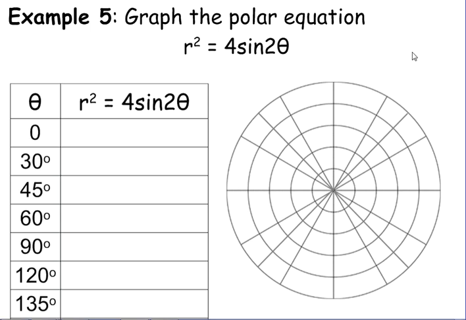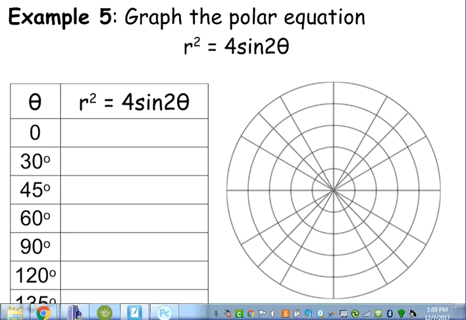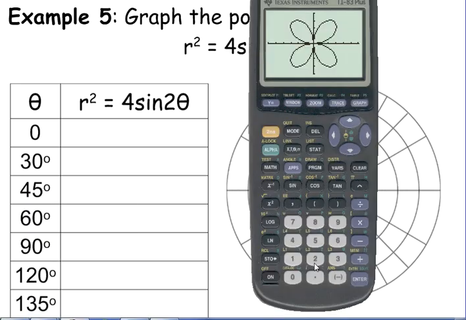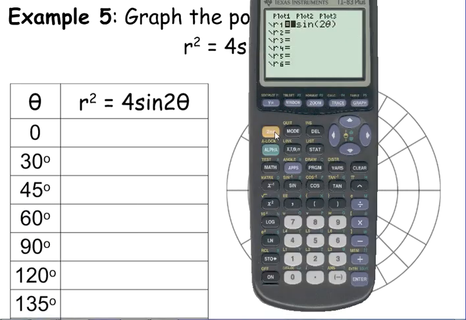Okay, let's look at one more. What if we have r squared? Notice this equation is just like the one we just had, except it's r squared instead of r. So if you're going to plug this into your calculator, what would we have to do? Take the square root. And I do believe that we need to include the positive and the negative square root. So you have to type in 2 equations to get the entire graph.